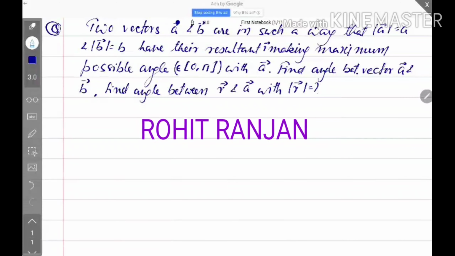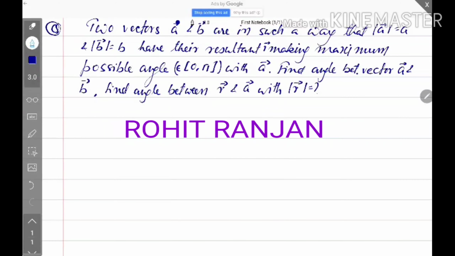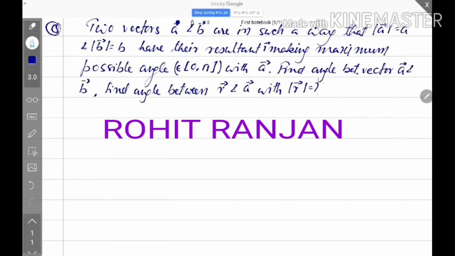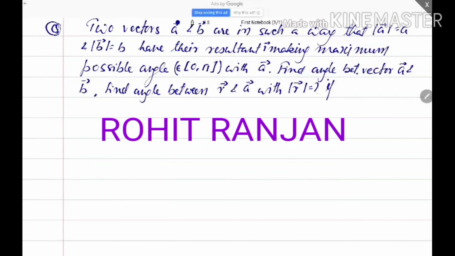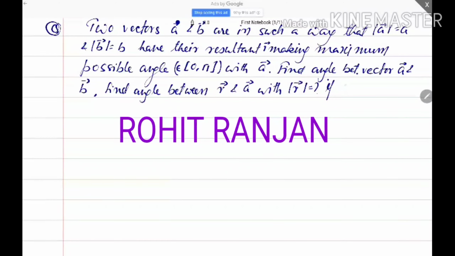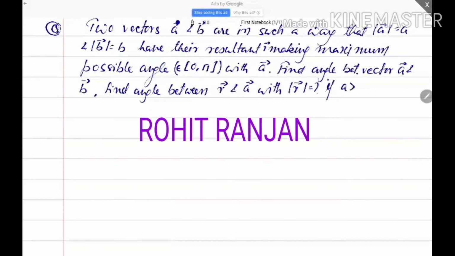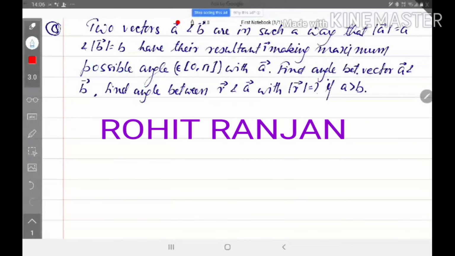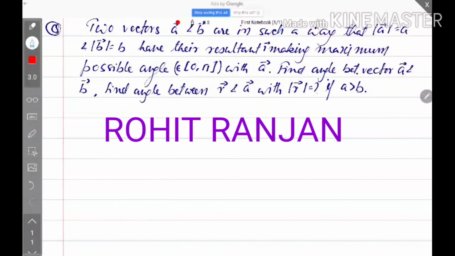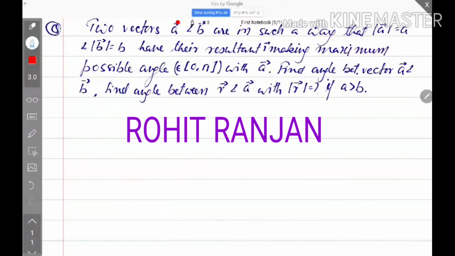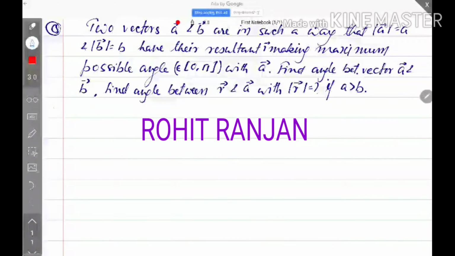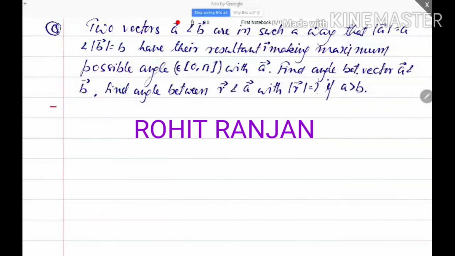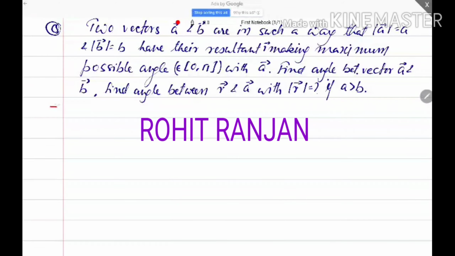Then find the angle between R and A, along with finding the magnitude of R, if A is greater than B. This is our question. Now let's watch this question. There are two ways we can apply the parallelogram law for this question, or there is another method. Here we can apply geometry.